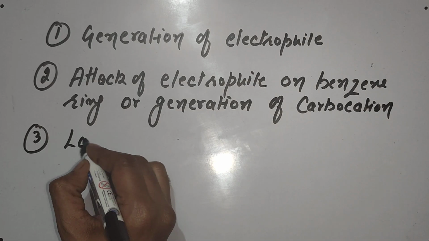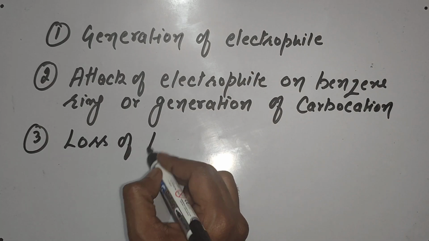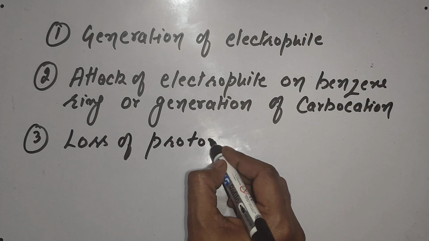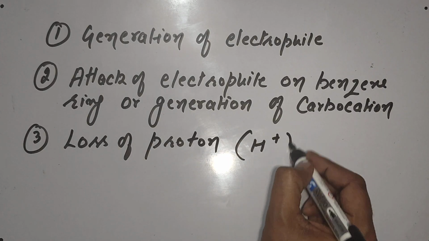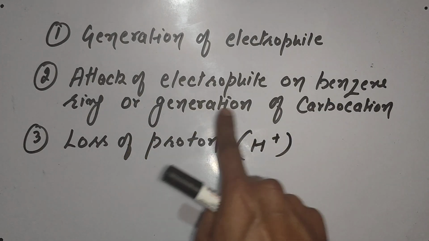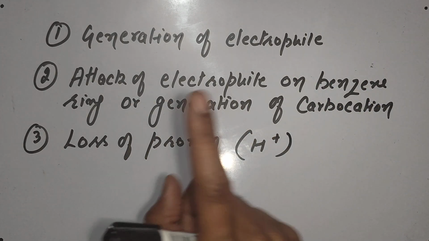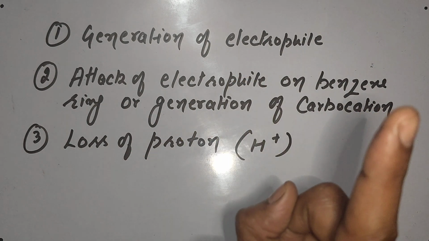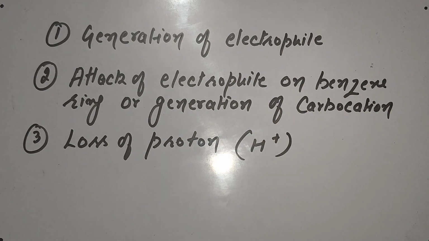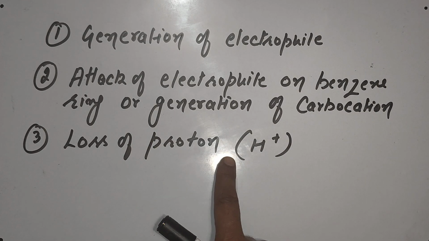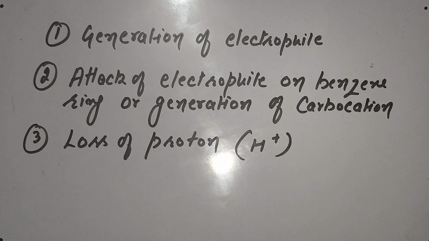And third step will be the last step, loss of proton, H positive. In second step, due to generation of carbocation, benzene ring will become unstable because it will lose its aromatic character. So to regain that aromatic character, it will lose a proton and final product will be generated. So these are the three steps we have in the mechanism.